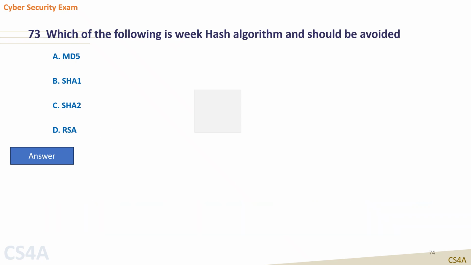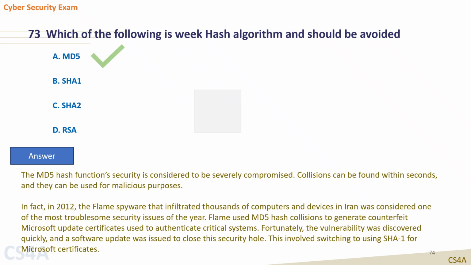So here the question is, which of the following is a weak hash algorithm and should be avoided? So here the options are MD5, SHA-1, SHA-2 and RSA. RSA is not the correct one, because RSA is an asymmetric encryption algorithm, and the correct answer is MD5, and we should avoid this hashing algorithm. In fact, in 2012, the Flame spyware infiltrated thousands of computers because of this MD5 hashing collision.